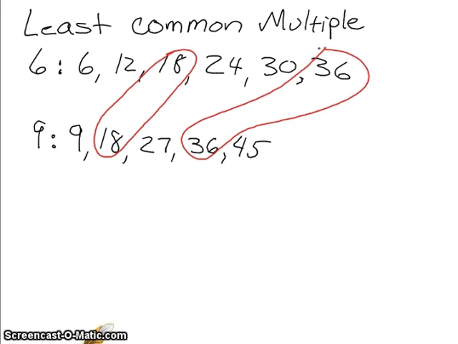But you can use factor trees again to have another way to find the least common multiple. And here's what you do. So let's take two numbers for which we can find a least common multiple. Let's try 8 and 12. What we can do is make a factor tree for both.